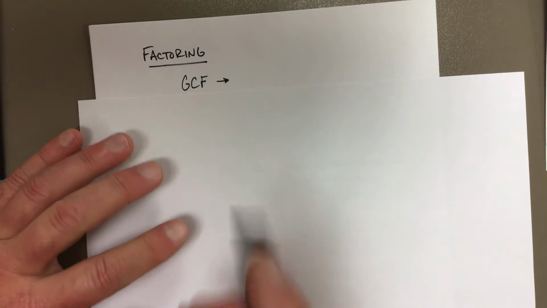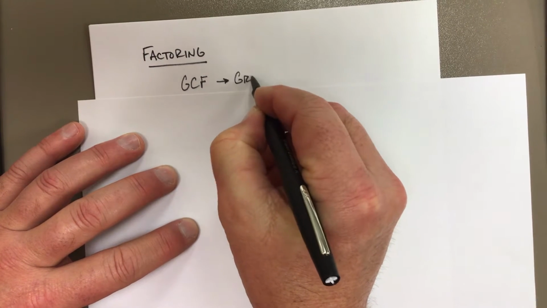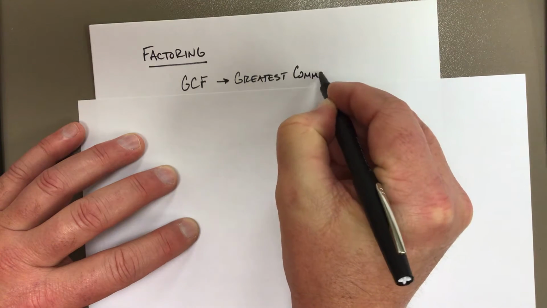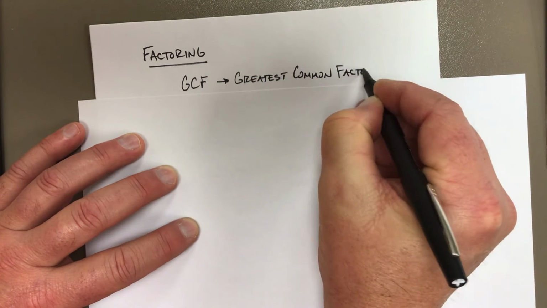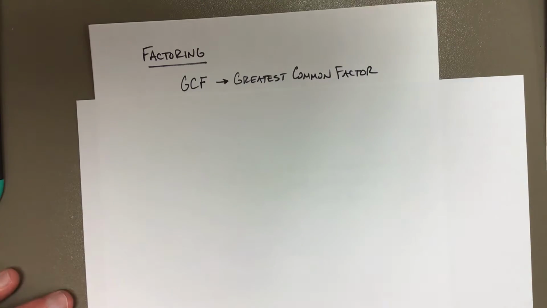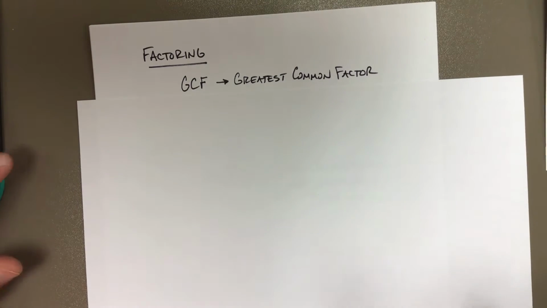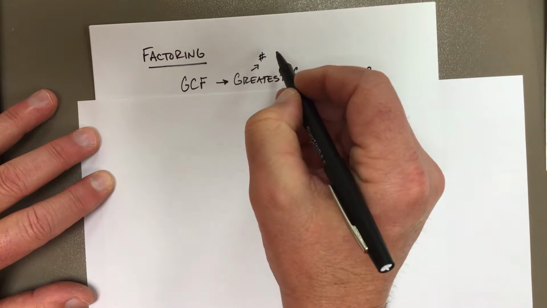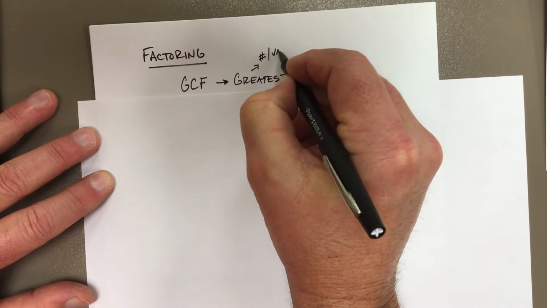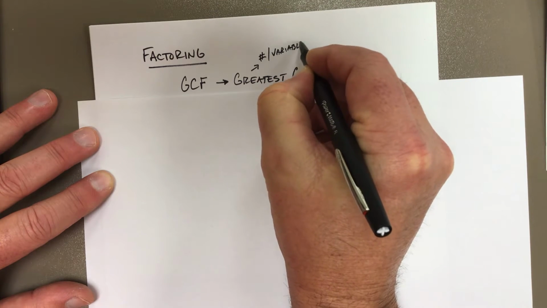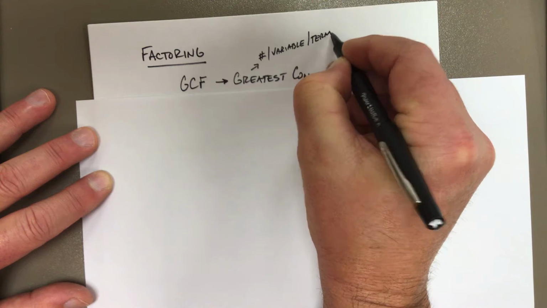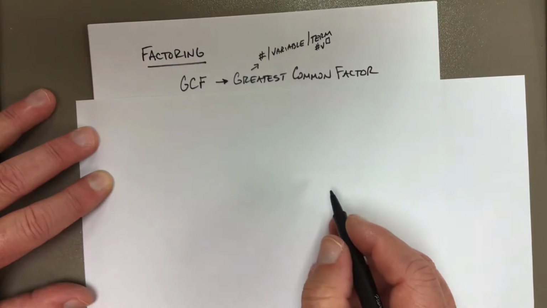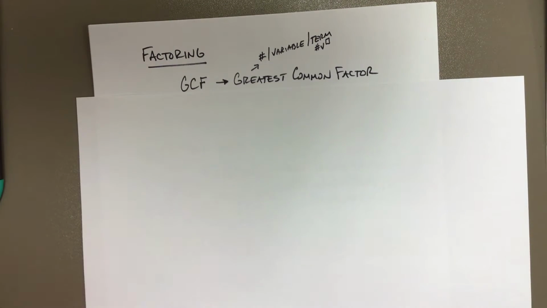We're going to factor out the GCF, which means the greatest common factor. All right, 3 words: greatest, biggest, largest number, largest term, right? So this may be a number, it could be a variable, it could be a term, which means that there is a number and a variable with an exponent. It could be anything. It's the greatest one.